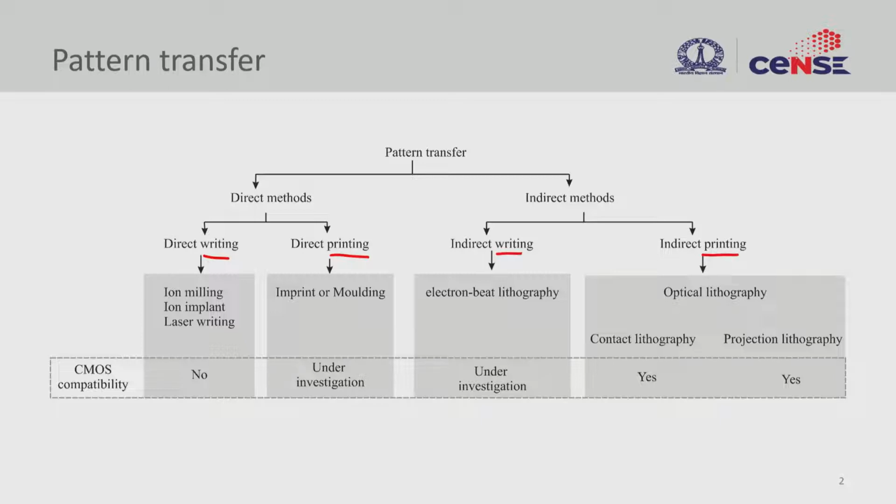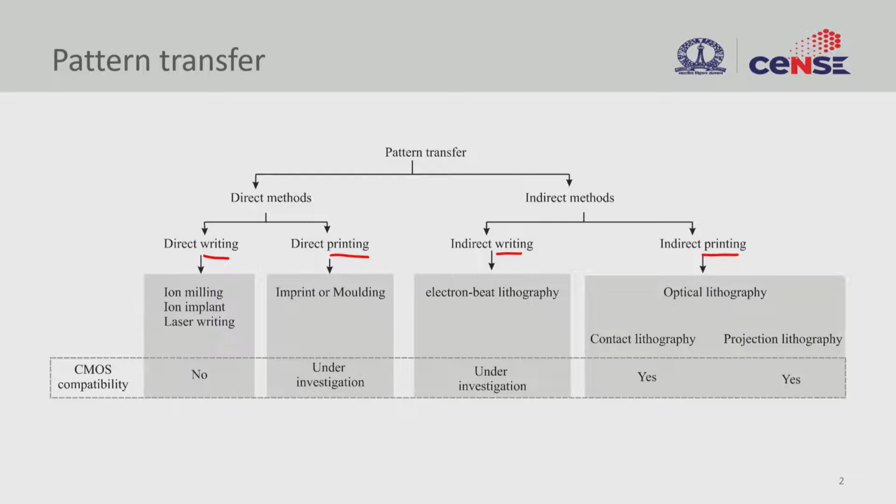So what do we mean by writing? Writing is as simple as the way we write, right? So the way we write is a serial process. So you take a pen, right, and then you start writing. So it's a serial process. You don't write multiple words in one go. So letter by letter you start populating, right? Similarly in pattern transfer, we are going to write this pattern bit by bit, right? So if you have n number of structures, you are going to write one by one, and for that we can use ion milling process, ion implantation process, or you can also use laser writing. So all these processes are serial.